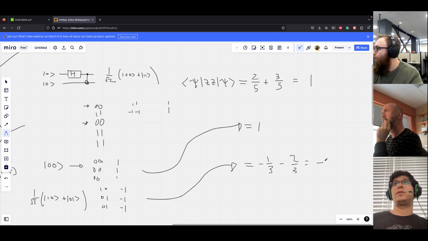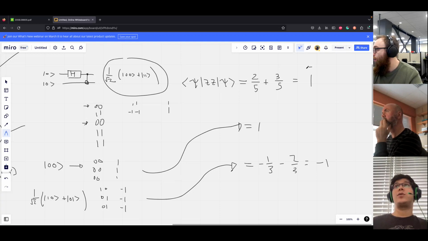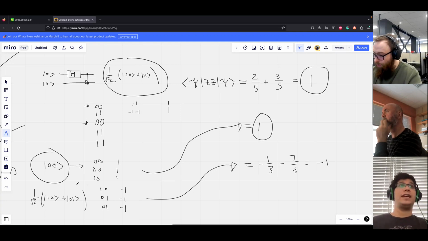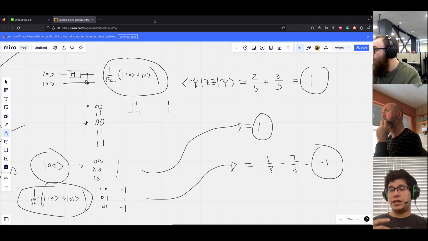And this gives us -1. Now, for 2 qubits, it's not the same as for 1 qubit detecting superposition. For superposition, we got 0 if it's in superposition, and 1 or -1 if it's not. In this case, for an entangled state, this one, it gave us 1. For a state that is not entangled, it gave us 1. And for a state that is entangled also, it gives us -1. So it measures entanglement up to a point.